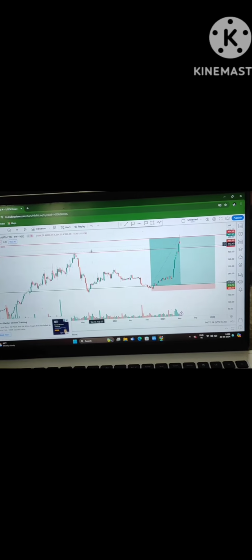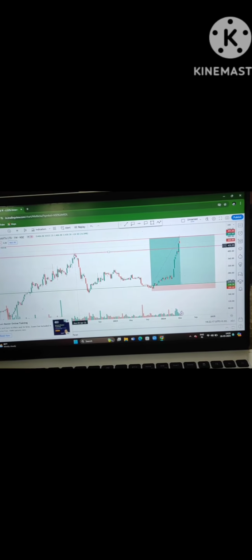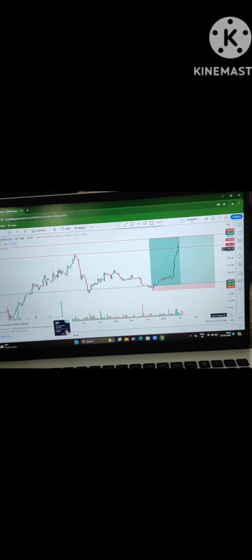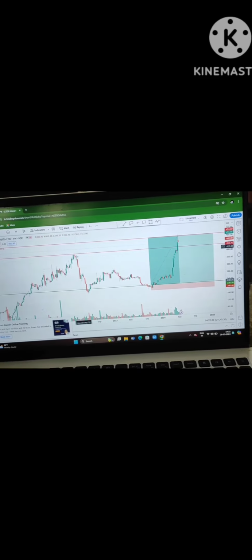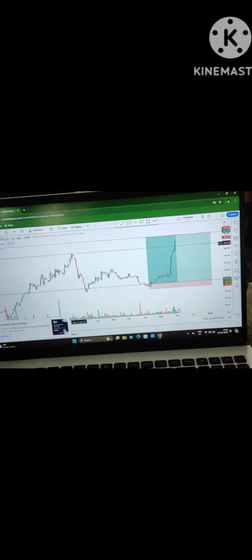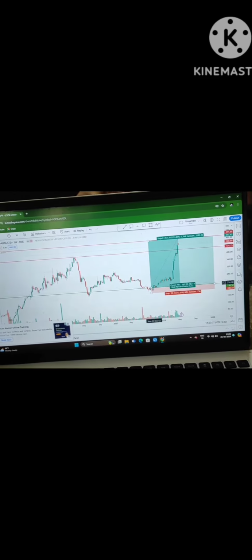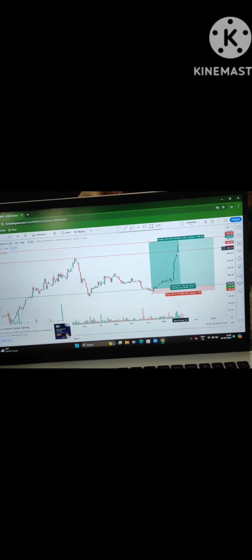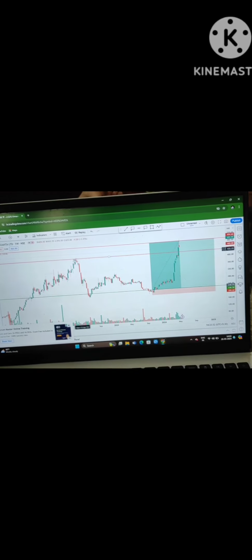And my initial target was around this high point, 434 rupees. This high is my initial target. But luckily this stock went above this resistance level. After breaking this resistance level, my next target was around 500 rupees.